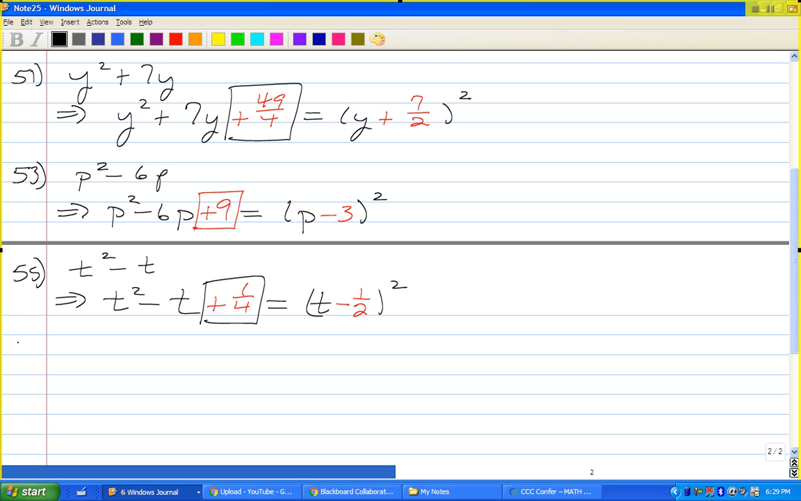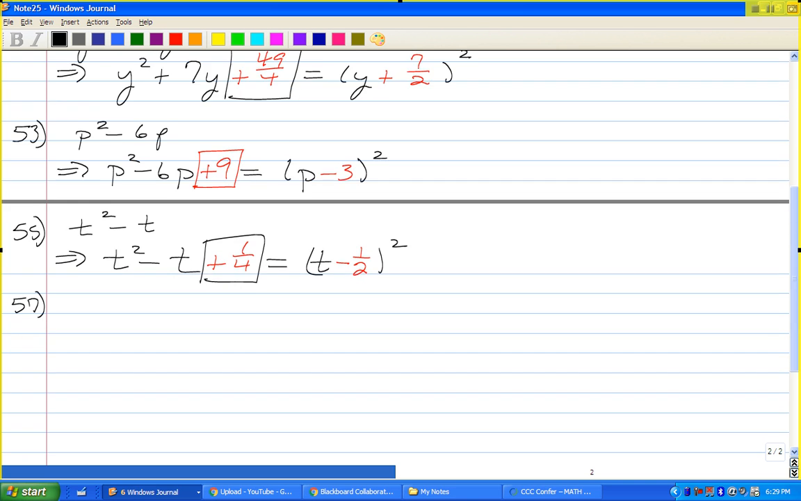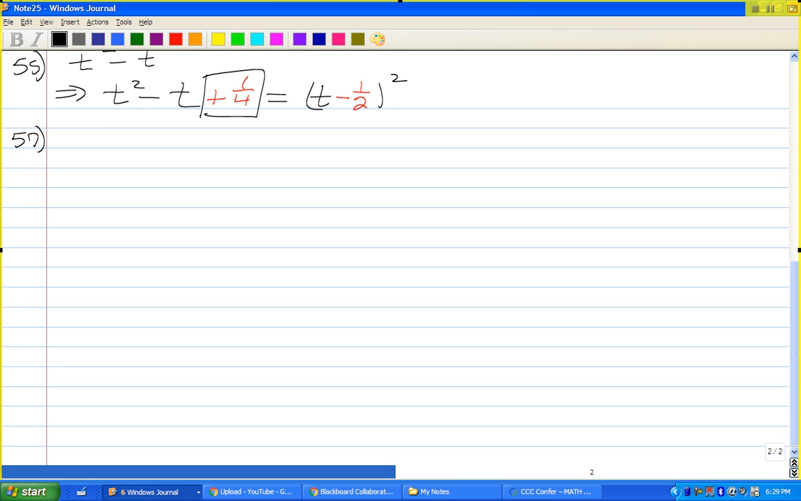Let me do problem number 57. x squared plus 2x. To make x squared plus 2x into a perfect square, since there's a 1 in front of the x squared, I take 2 divided by 2, which is 1. 1 squared is 1, and so add 1 to my expression, and that will make it into a perfect square.